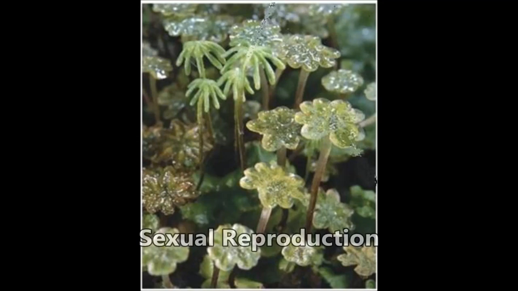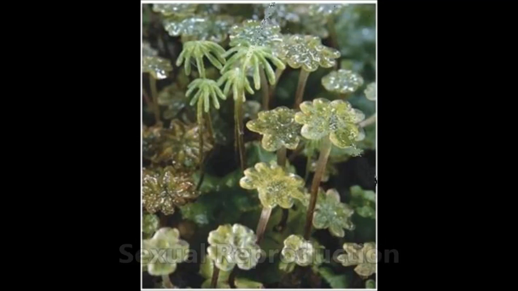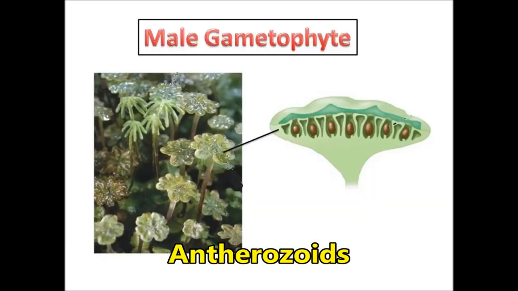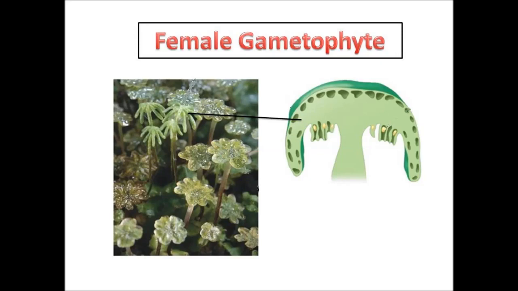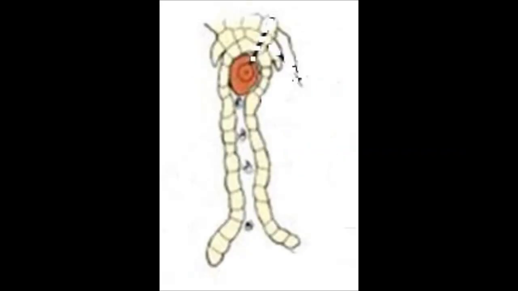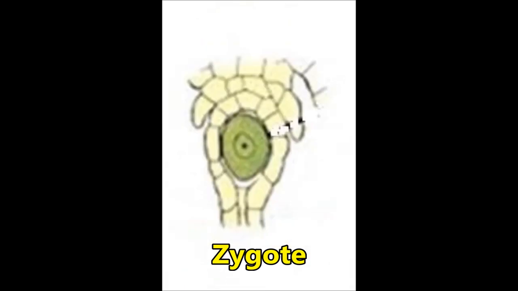Sexual reproduction. Male and female sex organs are produced either on the same or on different thalli. The male gametes are called antherozoids. The female sex organ is called archegoniophore. Antherozoids reach the archegonia tip with the help of water and fuse with the egg, and zygote is formed.